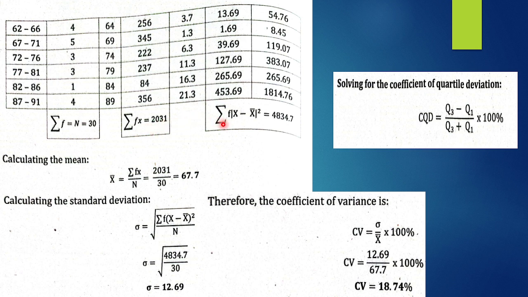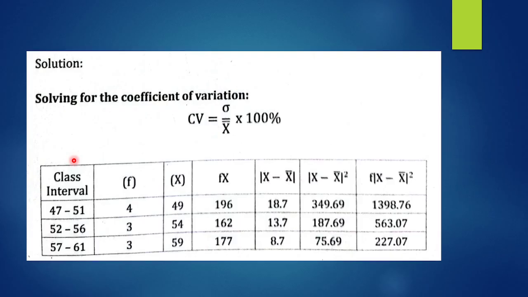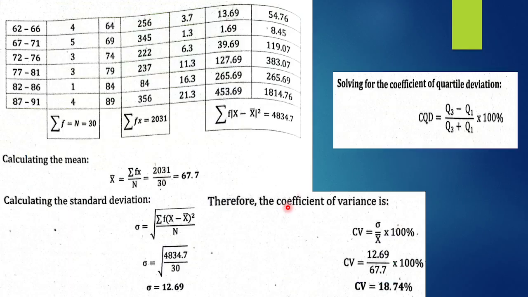The summation of f of the absolute value of x minus mean, that being powered by 2, is 4834.7. So calculating the mean, in order for us to know the mean on this one: the mean is equal to the summation of f of x all over n, or the total frequency.